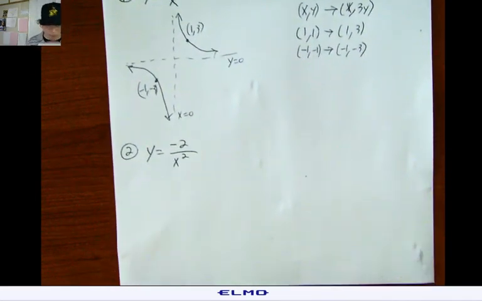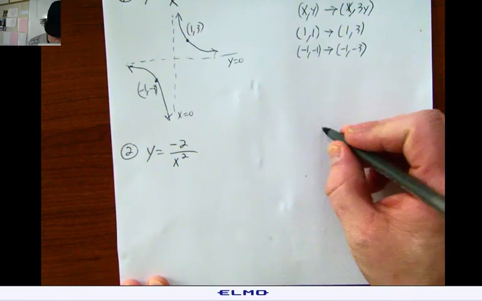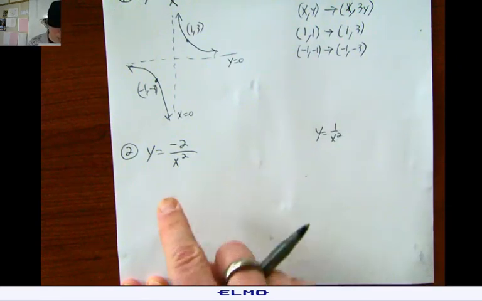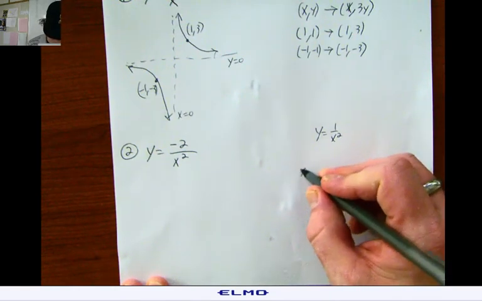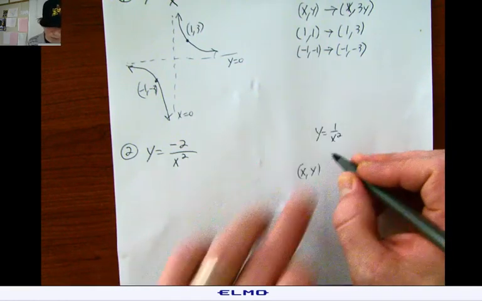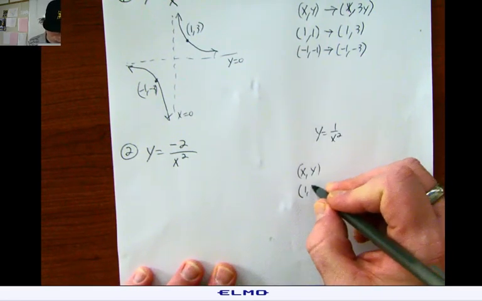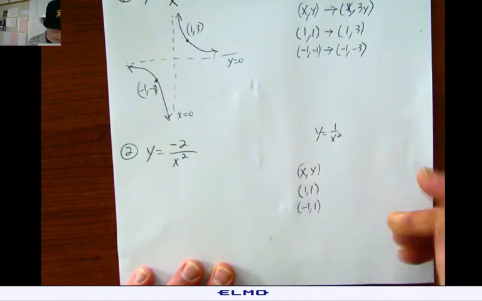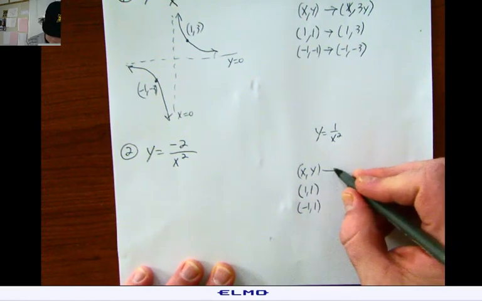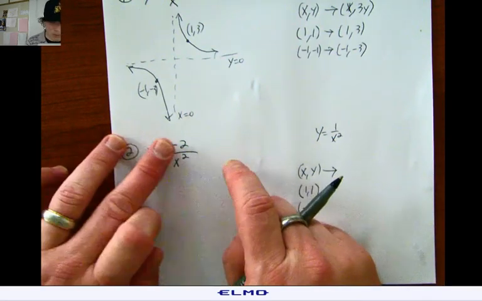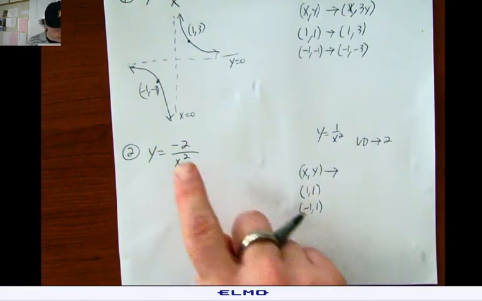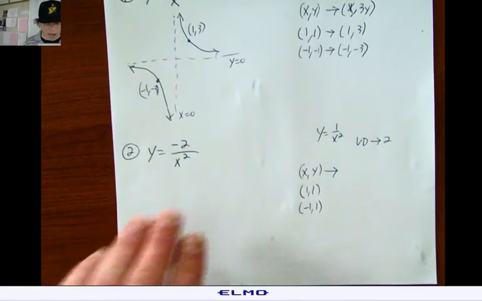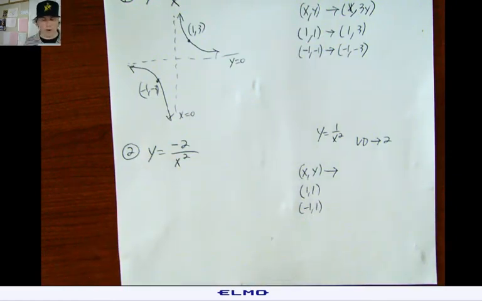This one we're going to multiply 1 over x squared by negative 2. I'm going to set this up first. I have my x, y, and because it's 1 over x squared, my two key points are 1, 1, and negative 1, positive 1. We have two transformations here. We're multiplying by 2, so it's a vertical dilation by a factor of 2. But we're also multiplying by a negative, and that negative is on the outside of the function, negative 2 over x squared. So that's also an x-axis reflection.